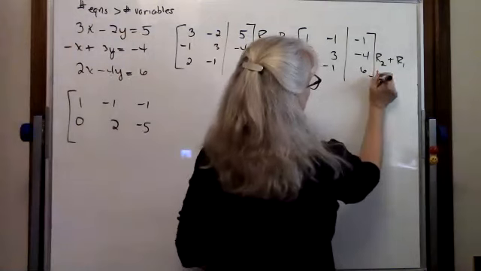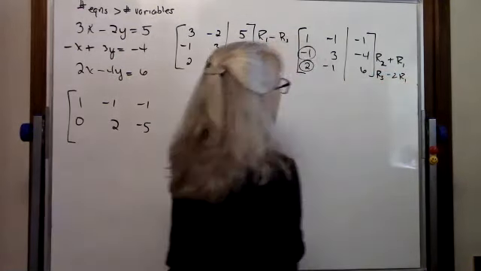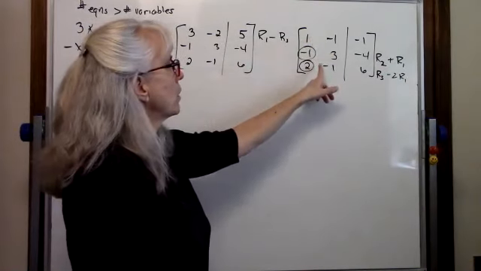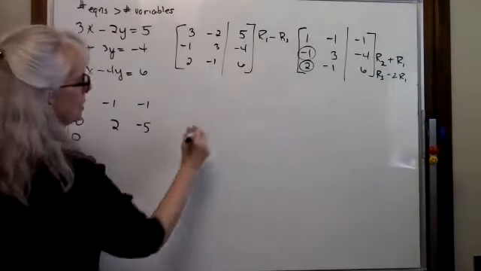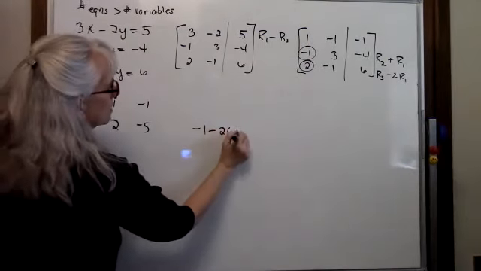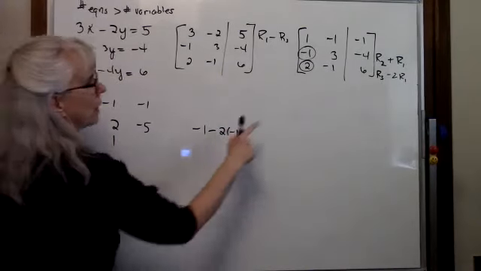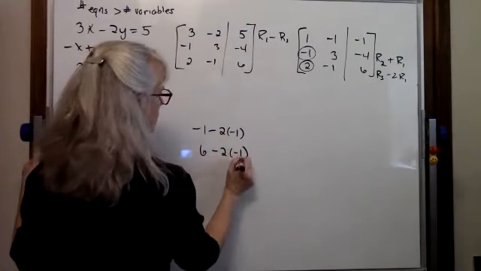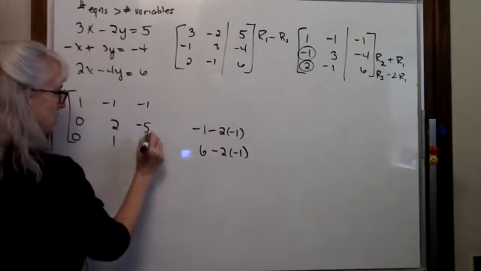Okay, now we're going to come in and take row 3 minus 2 times row 1. So that's this one minus 2 times that one. So that gives me my 0. I have a negative 1 minus 2 times a negative 1. That's going to make that a positive 2. So that's a 1. We have 6 minus 2 times negative 1. So 6 plus 2 is going to give me an 8.